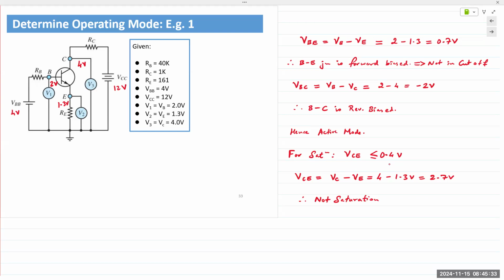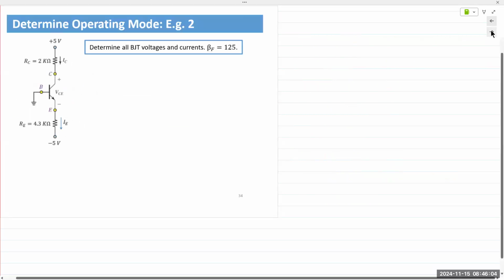All right, let's take a 10-second pause for quick questions. Okay, we have time for the next example. Any questions? No? All right, let's look at example 2.